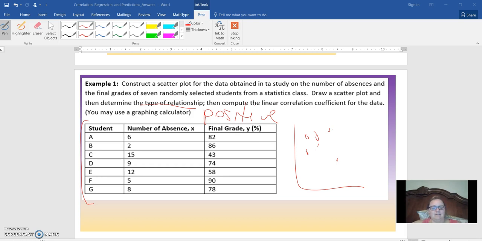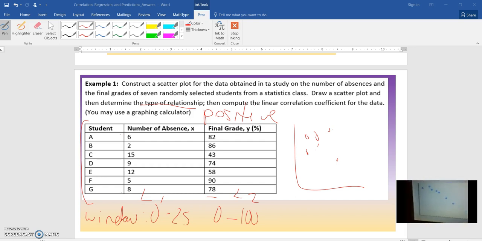Alright, so I went in to list 1. You go to stat, edit, push enter, and then type in this in list 1, this in list 2. Then we need to set our window so that we can see it. This goes from 0 to 15, so maybe 0 to 25, and your grade is always 0 to 100. So let's change our window. Push the window button and then go 0 to 25, 0 to 100. It should look like this.